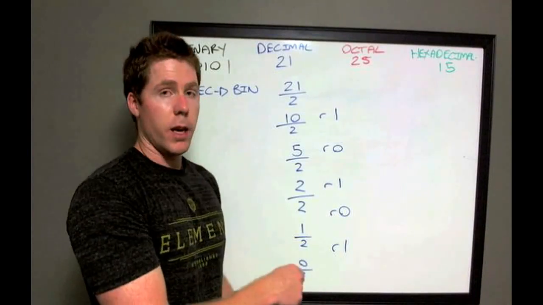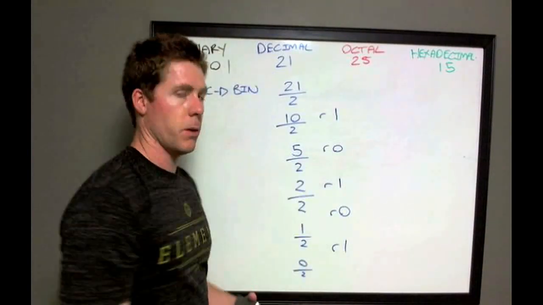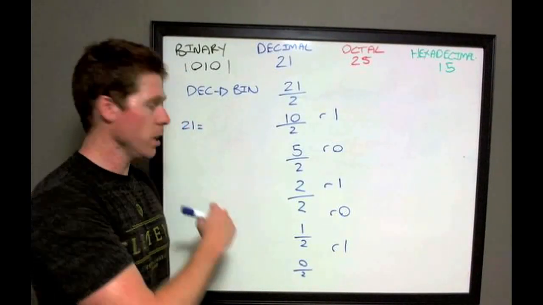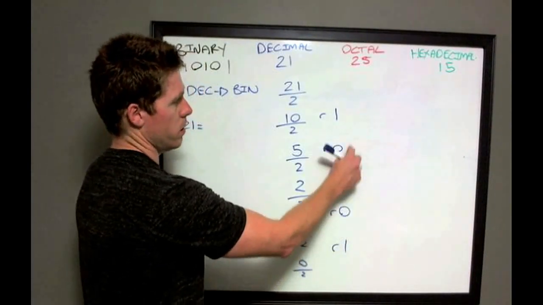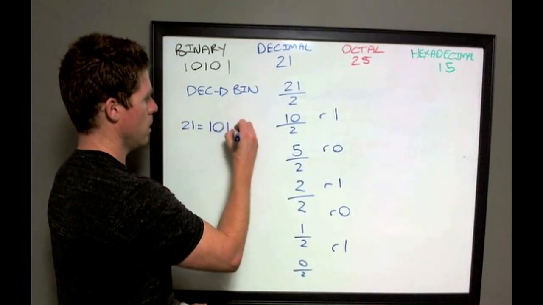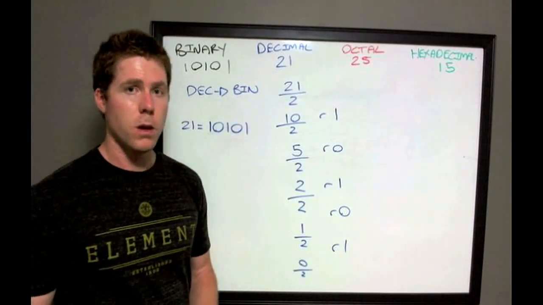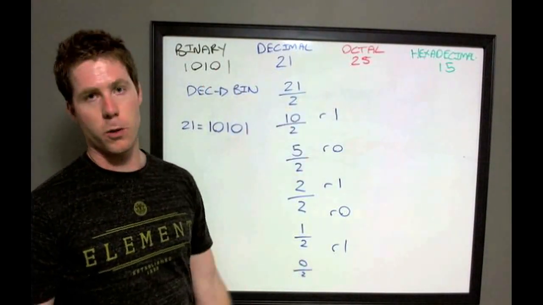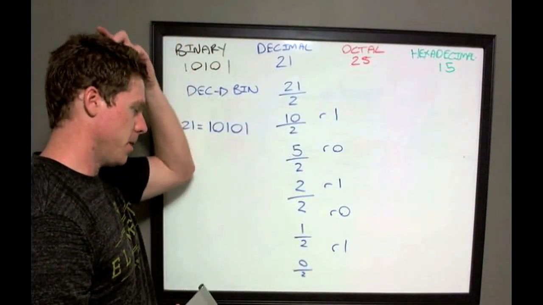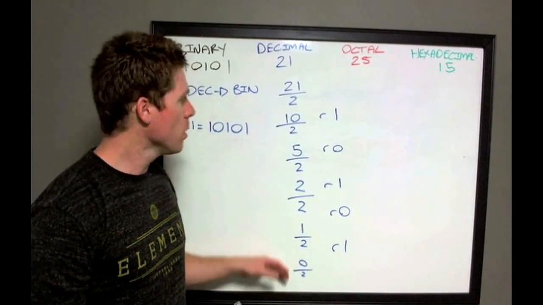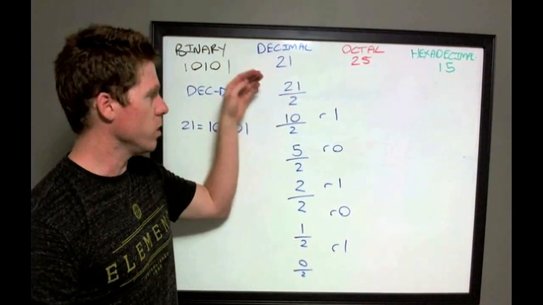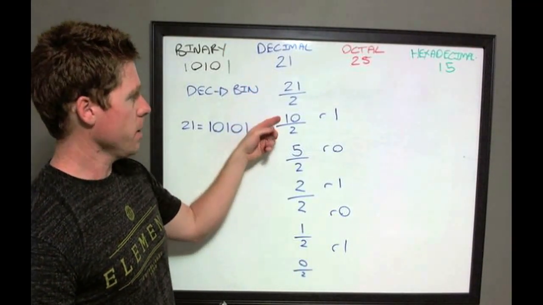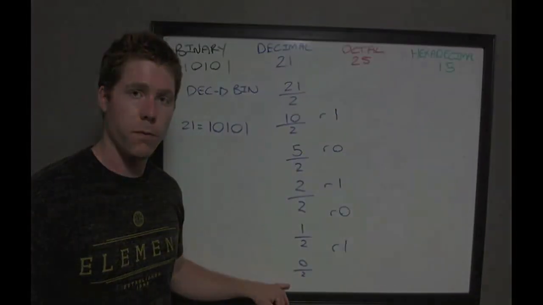We actually read the answer from the bottom to the top and we write it out like that. So 21 in decimal equals 10101 in binary. Maybe I should have gone with a different number, because reading from top to bottom it's exactly the same thing. But anytime we do this, we start with the decimal number, we divide by 2 because we're going to binary, and we keep doing that until we get down to 0.